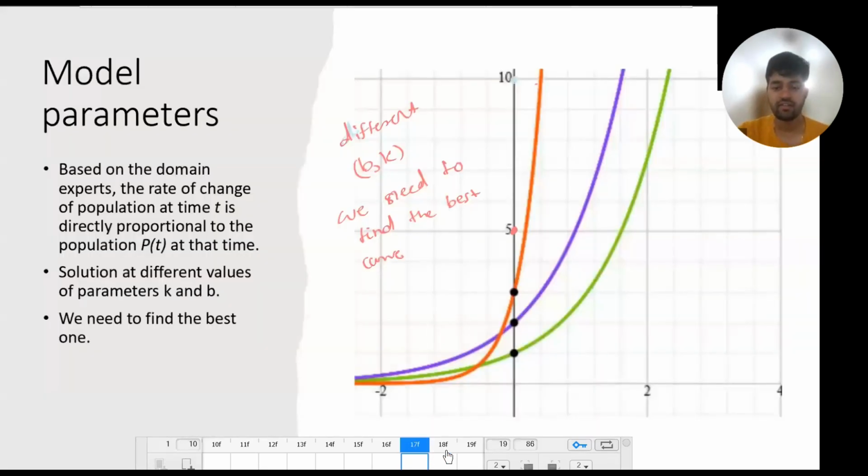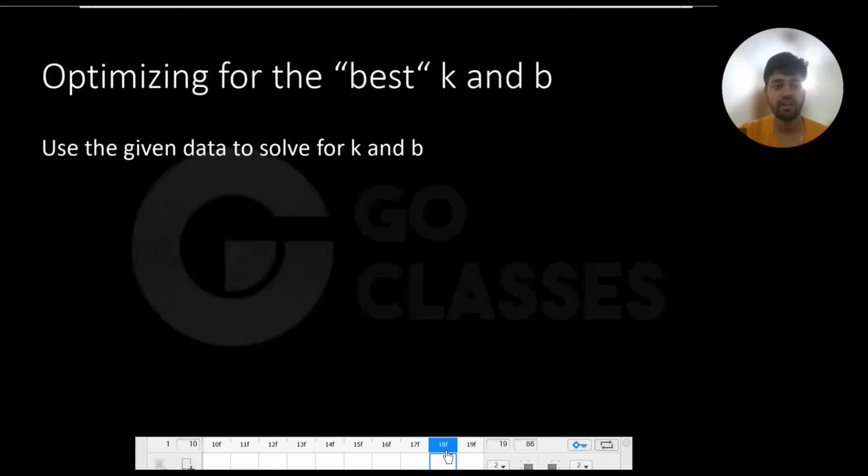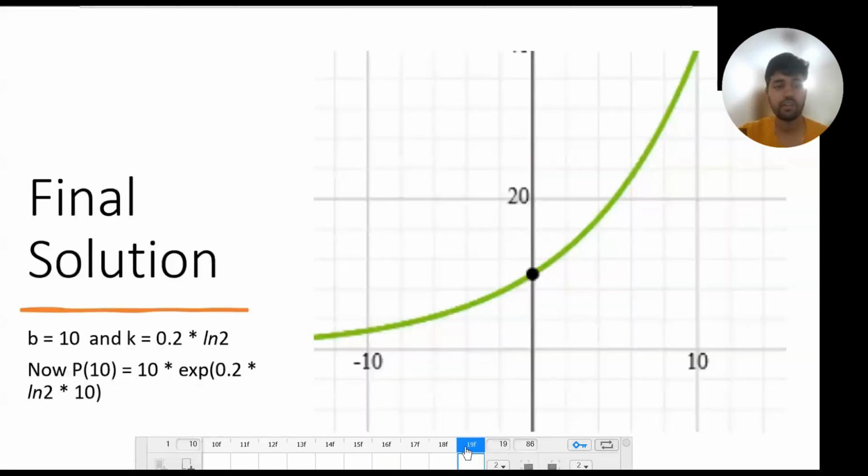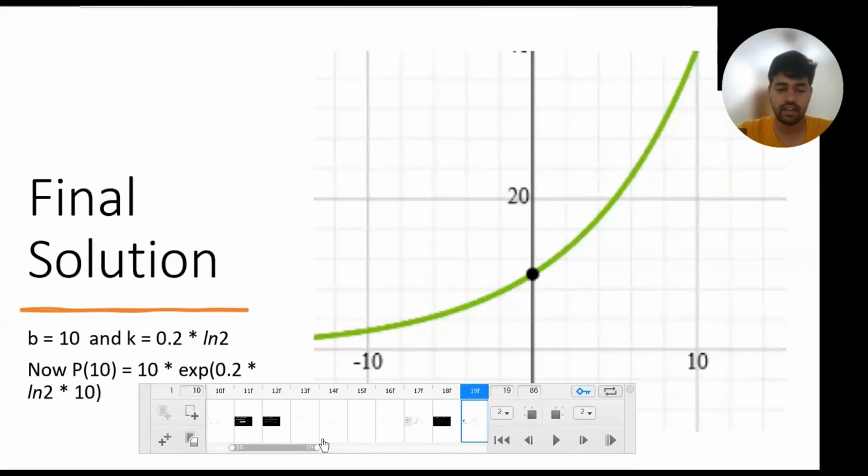Anyway, so we'll get a plot over here, and we'll solve it using the optimization and find out something like this. And this is the plot that we finally have. Right, and we'll solve for p of 10. Let's get to the next problem.